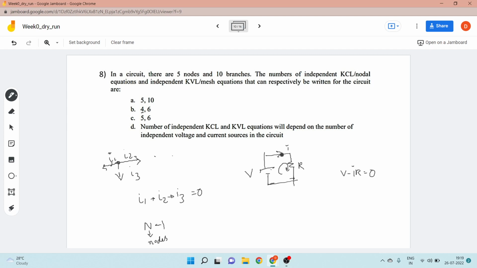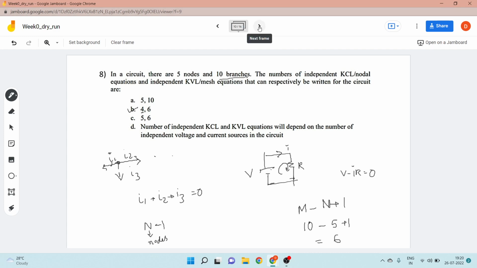So in case of KVL, the total number of this kind of equations that can be formed are given by the total number of circuit branches or elements that are present minus the total number of nodes plus 1. So in this case, since there are 10 branches, it is 10 minus 5 nodes plus 1, that is equal to 6. So the correct answer is option B, 4 and 6. 4 KCL equations and 6 KVL equations can be written.